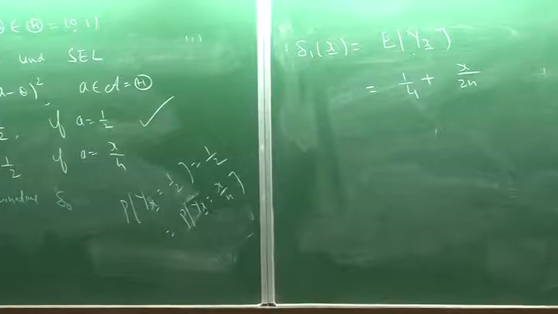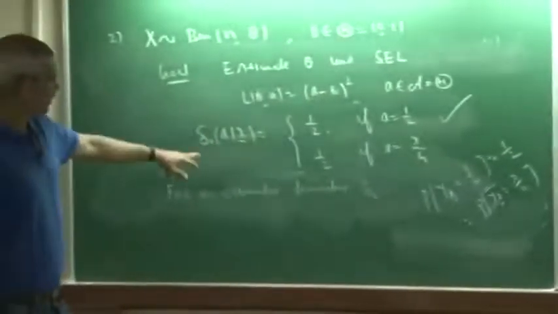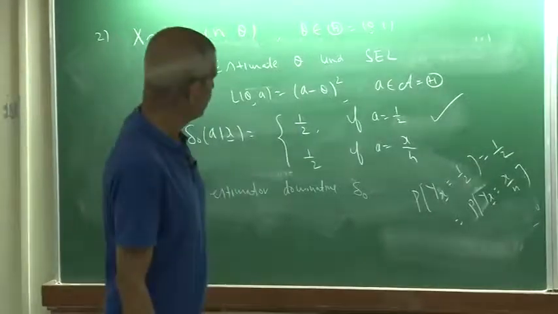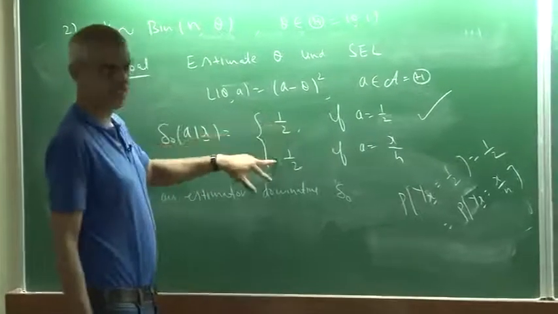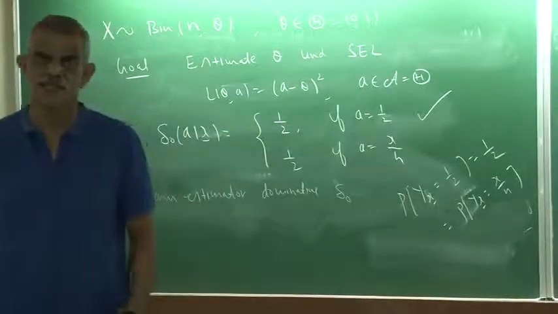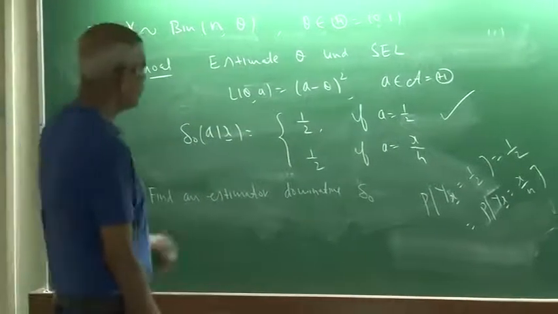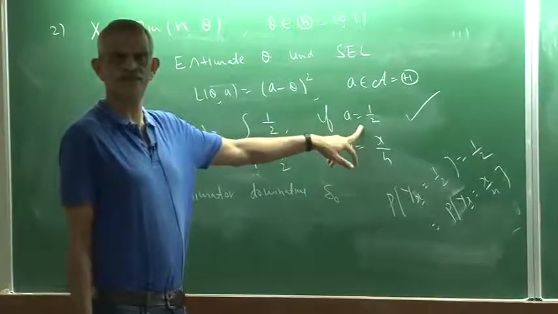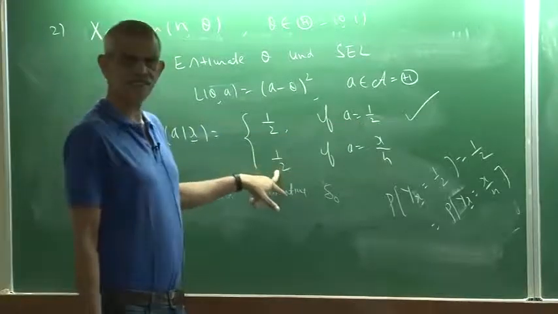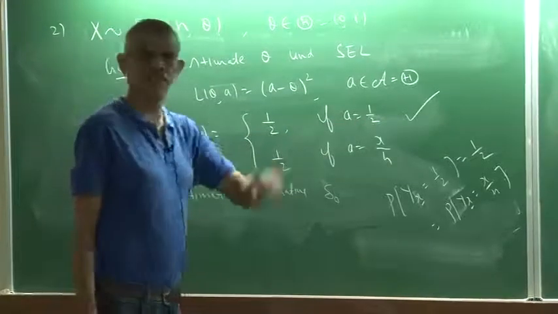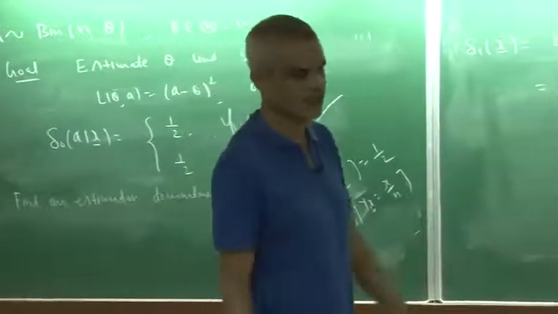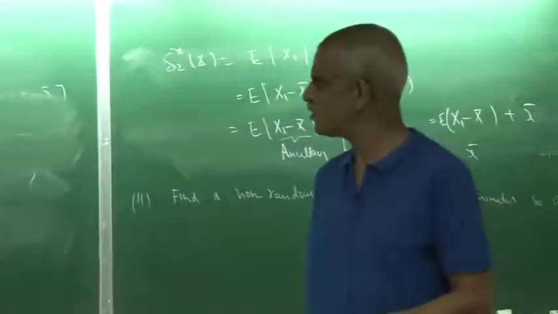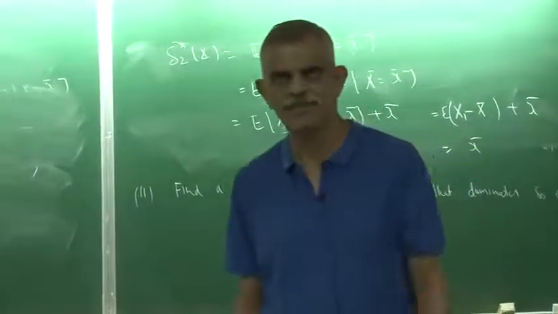So, let us try to interpret what this estimator says. This randomized estimator says that after you have observed x, the probability is half, which is same as tossing a coin. So, after you have observed x, toss a coin. If head turns up, you estimate theta by half. If tails turns up, which is again probability half, then you estimate theta by x by n. So, it says after you have observed x, depending on whether head comes or tails comes, you estimate theta by half or x by n.